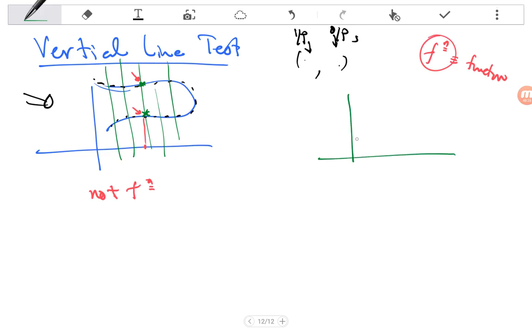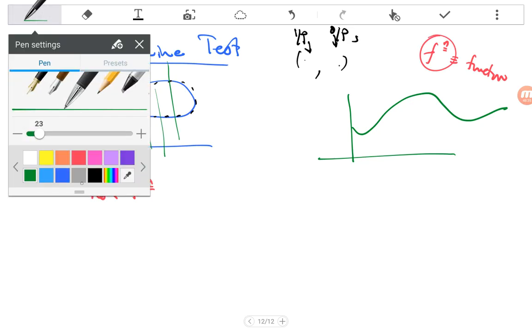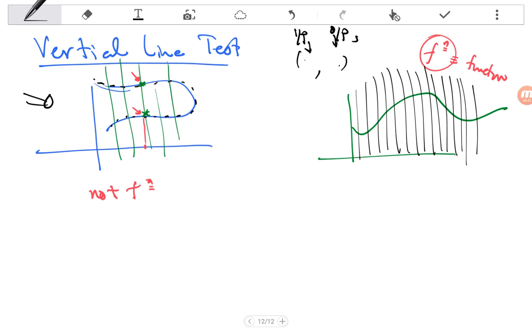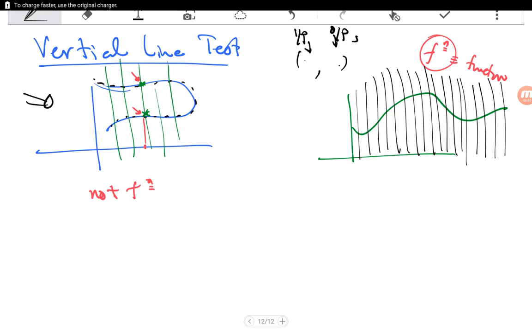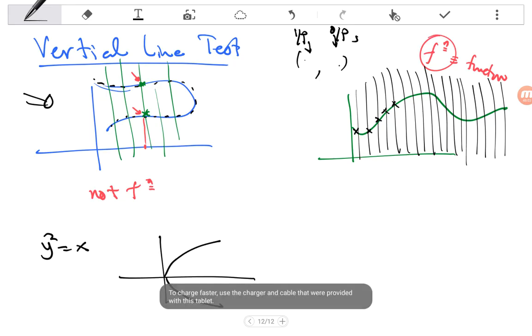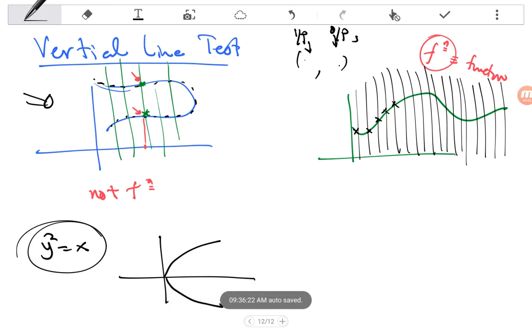So what about this? Is that a function or a relation? That is a function. Why? Because if I imagine any vertical line, I will just have one intersection. I can't have more than one intersection. Whenever I have more than one intersection, then it is not a function. If I say, for example, y squared is equal to x, when I give a graph of this relation, it is graphed like this.